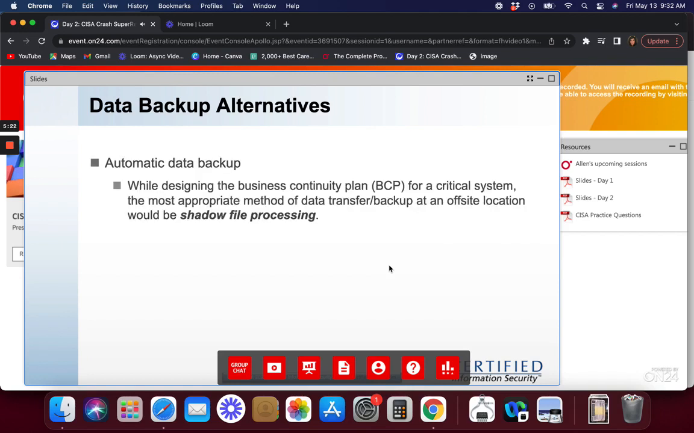Automatic data backup. Again, shadow file processing is just simultaneous concurrent processing, so you don't have any downtime loss. Well, that's wonderful. Yeah, if you want to pay for it, it's all at a cost.